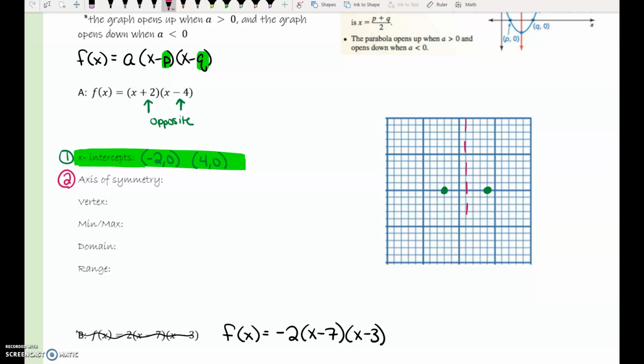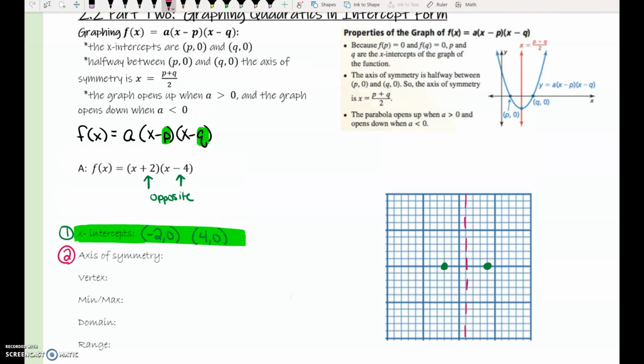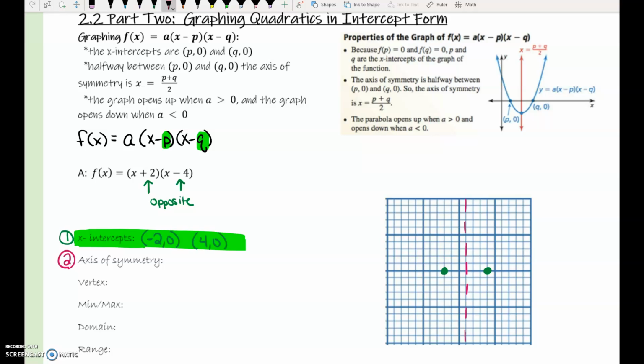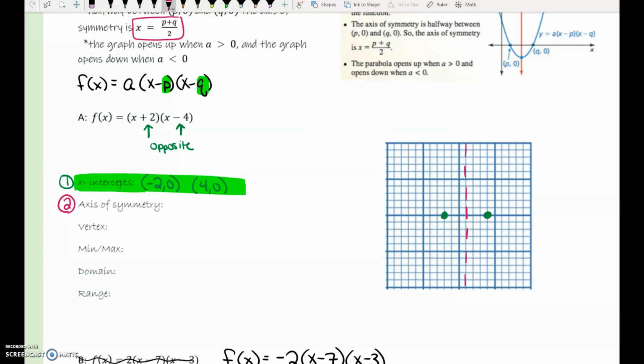Now, what if you can't? What if it's not obvious? If you look up in the steps up above, it says to do p plus q divided by 2. That's finding an average. Take the 2 intercepts and find the average. So if we did -2 plus 4, that's 2, divided by 2 is 1. Our axis of symmetry is at 1.